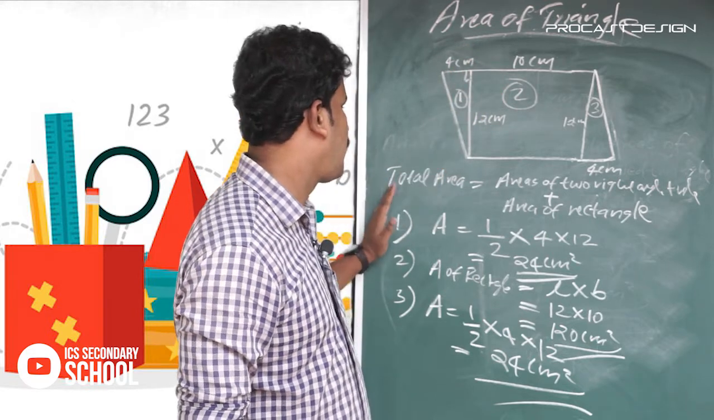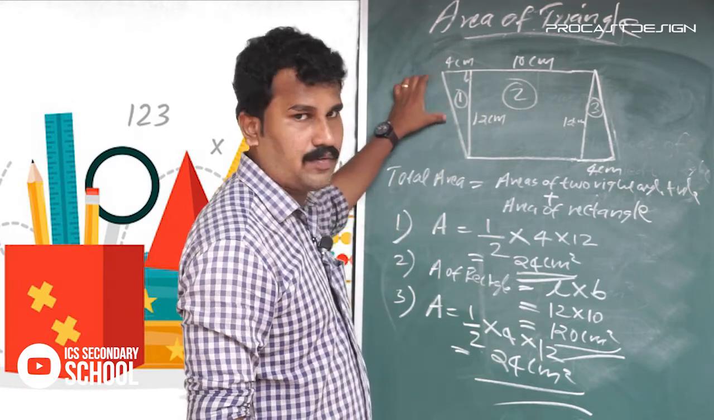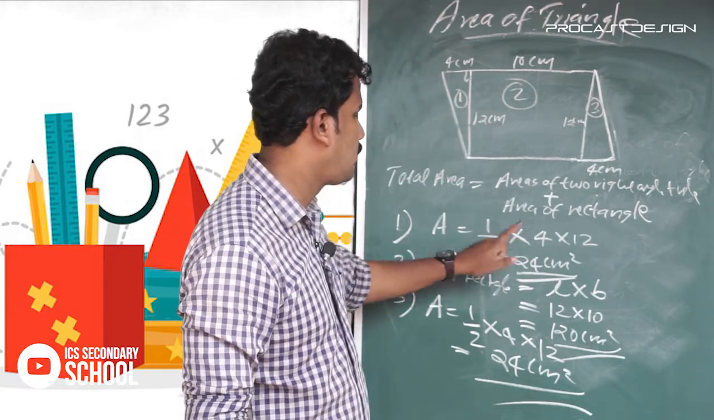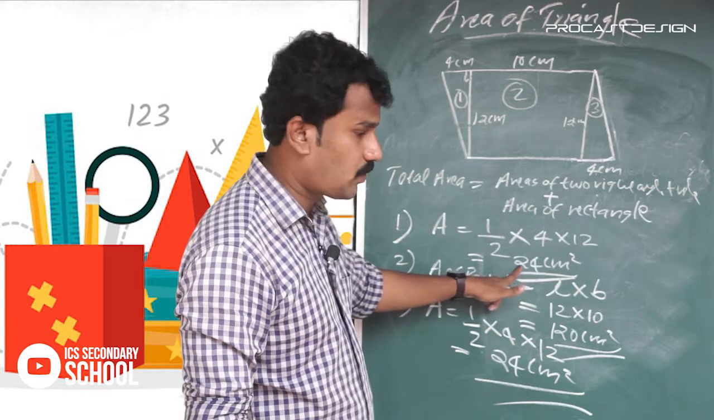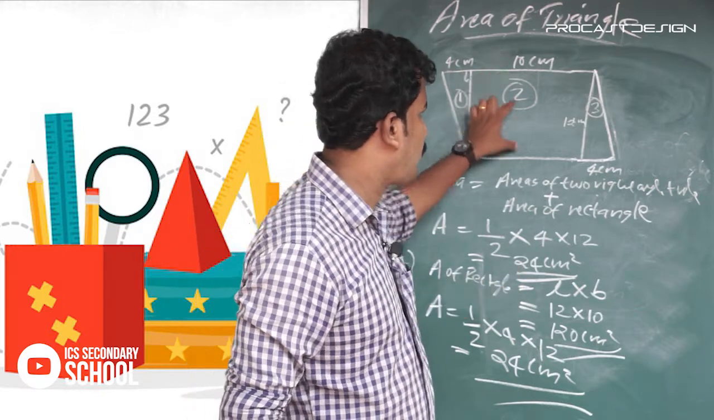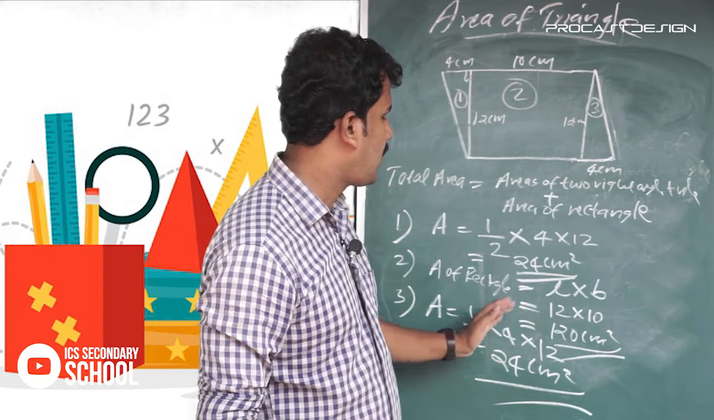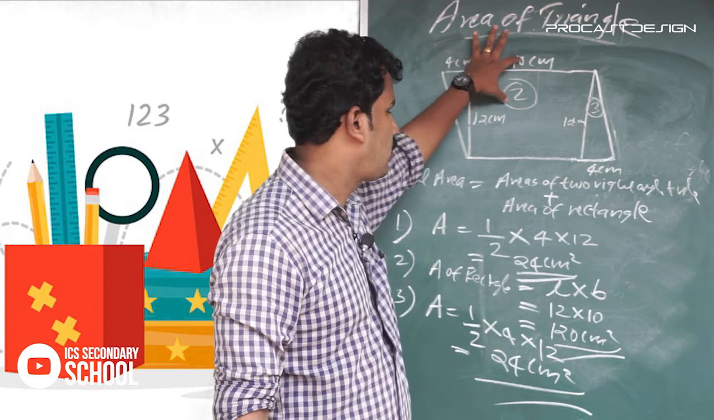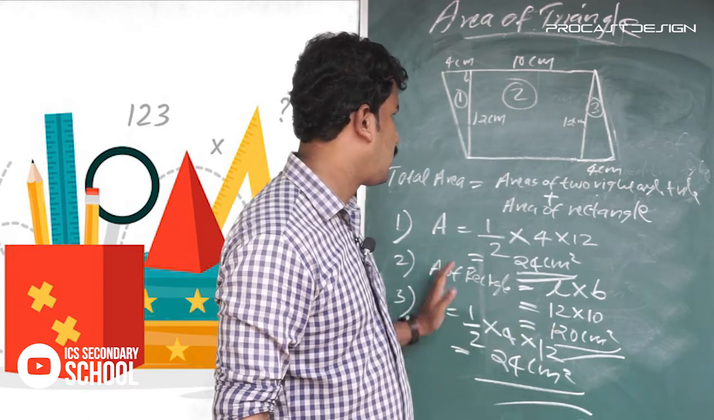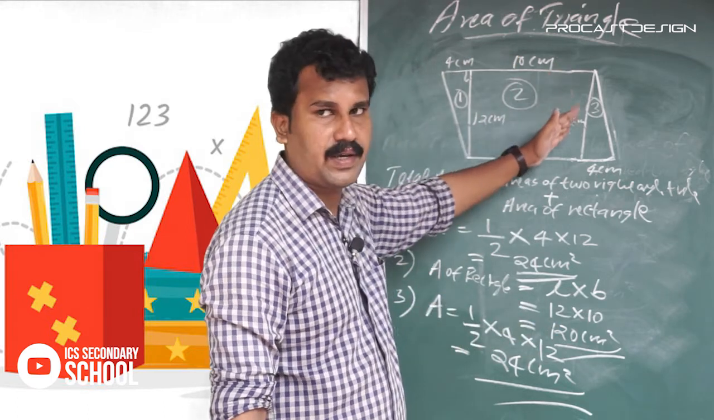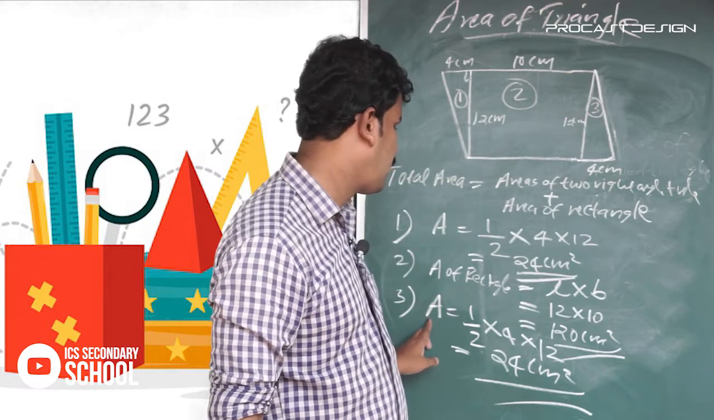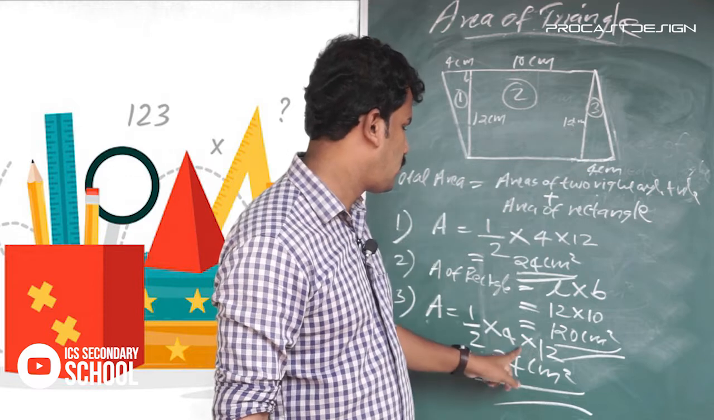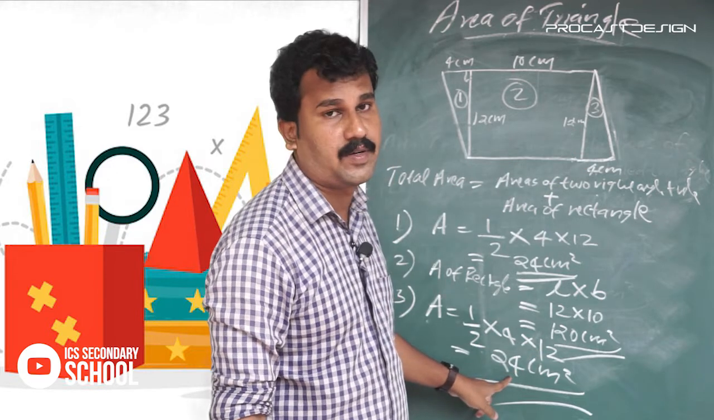First we calculate the area of the first section, the area of the right angle triangle, half into the product of the sides, that is half into 4 into 12, and we got 24 centimeter square. Next we calculate the area of the rectangle, area means length into breadth, that is 12 into 10, which is equal to 120. And third, we calculate the area of the right angle triangle. Again, area of right angle triangle is half into 4 into 12. Here 12, here also 12. Similarly, area is equal to 24 centimeter square.